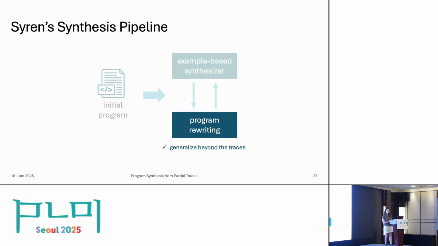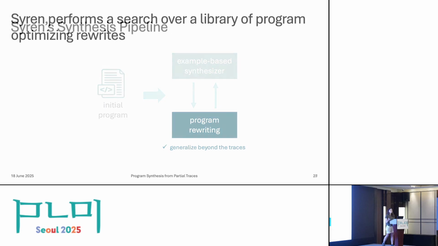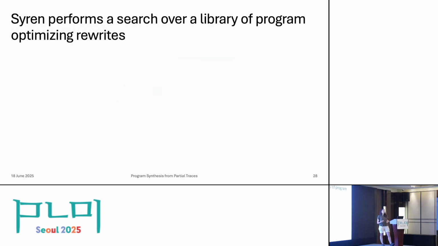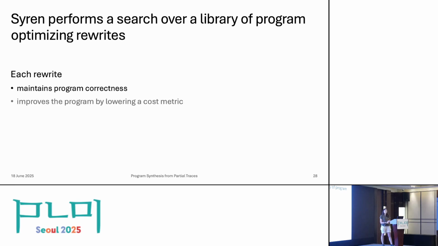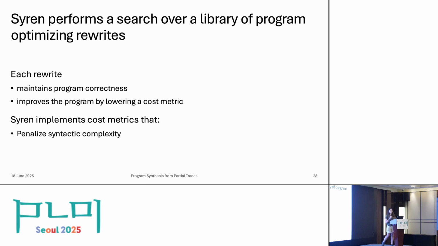So the main goal of the rewriting will be to be able to generalize beyond what we've seen in the traces. And this rewriting is basically a search over a library of program optimizing rewrites that we have defined in Siren. Each of these rewrites will maintain the correctness constraint, so the program remains correct, and it will improve the program by lowering a predefined cost metric. Our cost metrics penalize syntactic complexity and incentivize reuse across traces. But if the user would like to improve the program for some other metrics, Siren's method is agnostic to the cost.